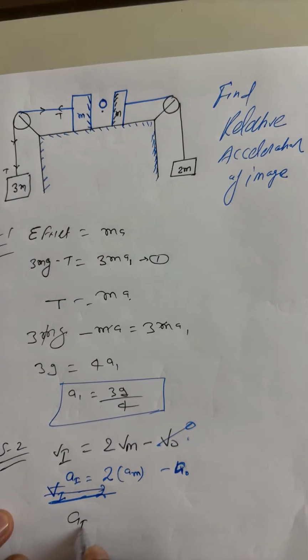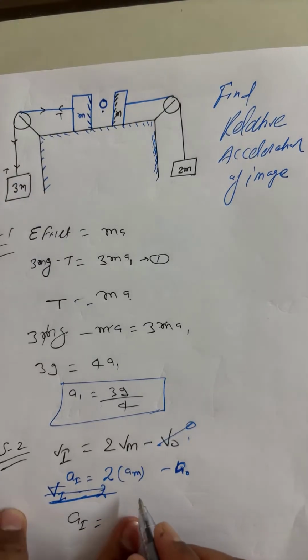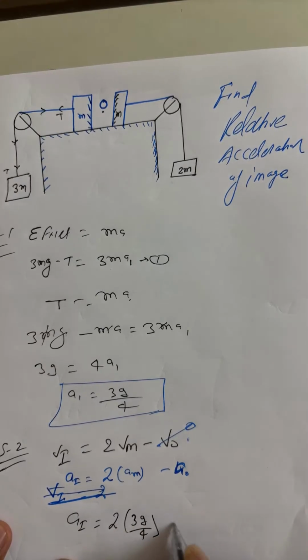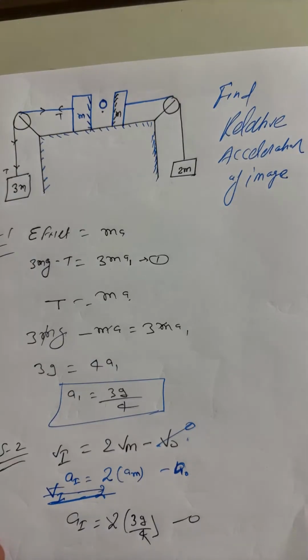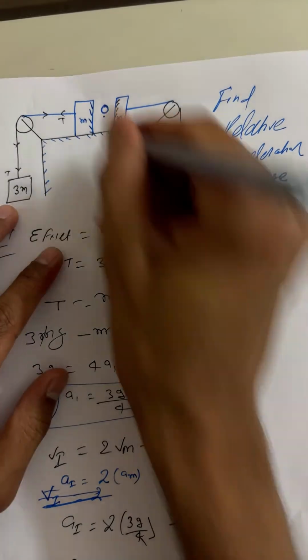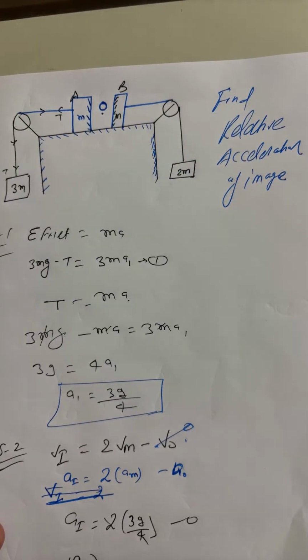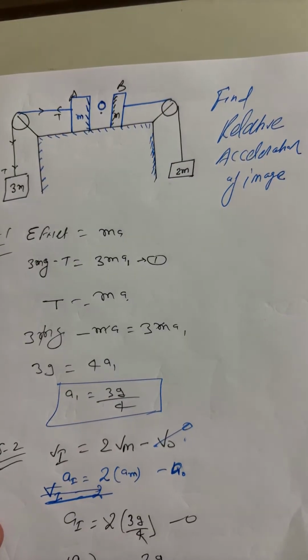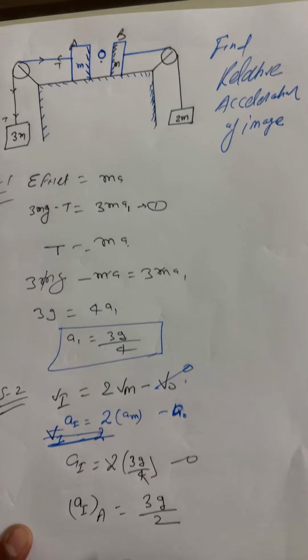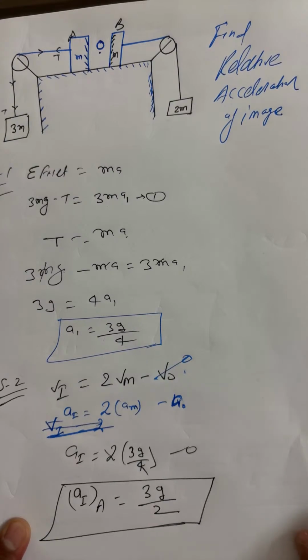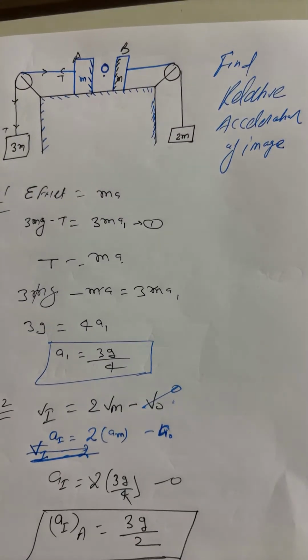So you can write a is twice of am. This is twice into 3g by 4 minus 0, which cancels. So the acceleration of image for this block, let us suppose this is block A and this is block B, the acceleration of image for block A is 3g by 2. Right, my dear? Okay.